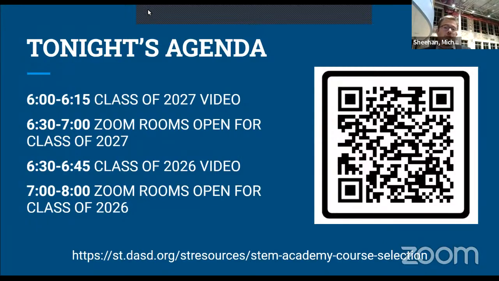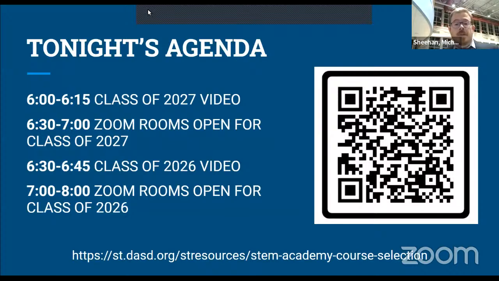Good evening. If you're just joining us, my name is Mike Sheehan. I'm the assistant principal in charge of scheduling for the STEM Academy. I'm also the IB Diploma Program Coordinator. What we've already done tonight, if you see on the agenda, is we've watched the video that the students watched for the current ninth grade or the class of 2027. And Zoom rooms are now open for those parents and students of the current ninth grade class to ask questions about next year.